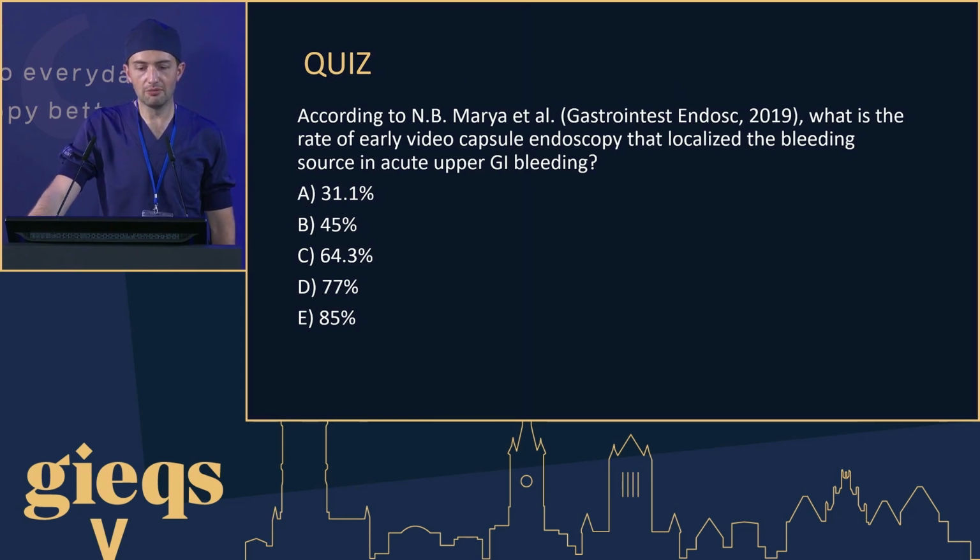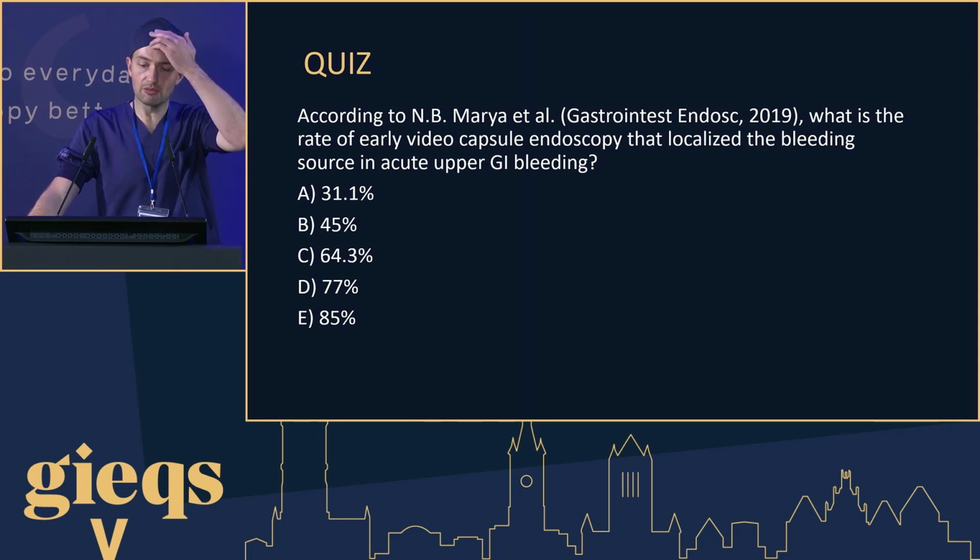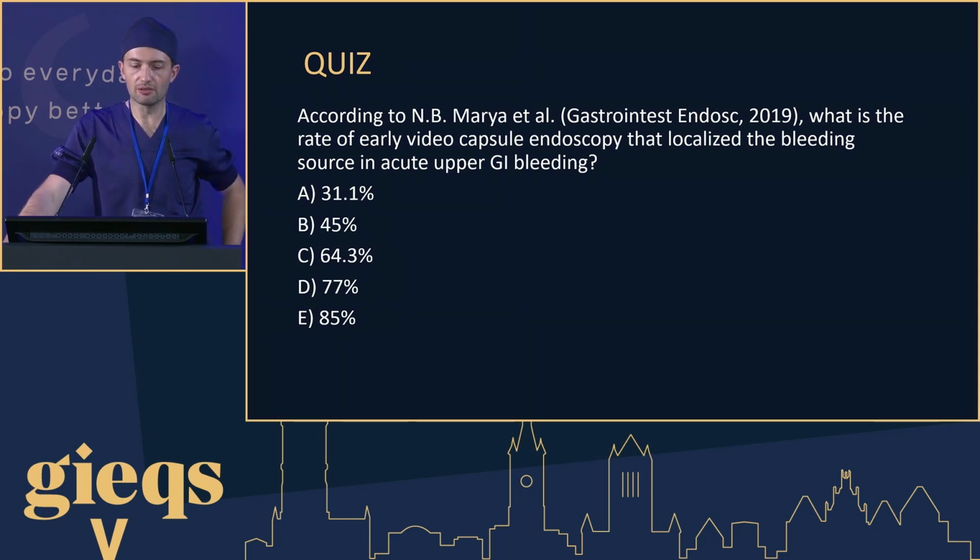According to N.B. Muraya et al., Gastrointestinal Endoscopy 2019, what is the rate of early video capsule endoscopy that localized the bleeding source in upper GI bleeding of the acute variety? Is it 31, 45, 64, 77, or 85?